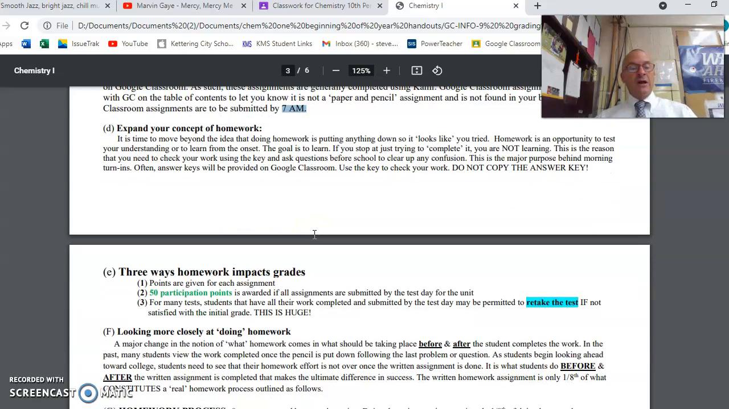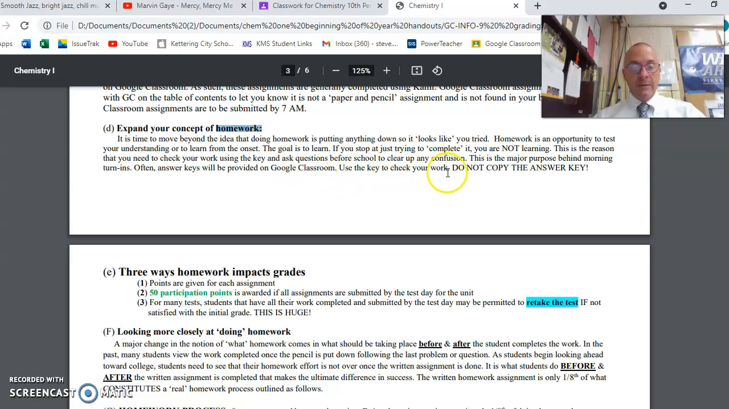Please be sure, as you begin to approach this school year, to expand your notion of what homework really is, what your concept of homework is. Expand it. Doing homework just to make it look like you tried is really not doing homework. Approach homework from the standpoint of trying to learn everything you can from the assignment. If it is a homework assignment, you are expected to be learning from it.